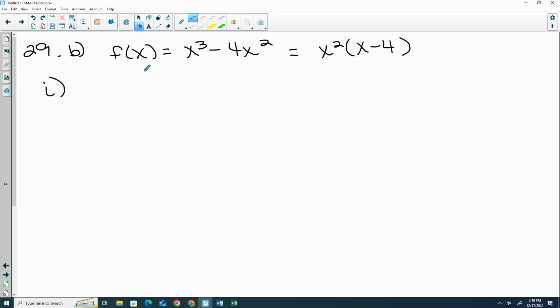So the first one, what's our degree? 3, the highest power. Second thing, the end behavior. So if it's an x cubed, we know it looks like the chair. So the ends go opposite directions, down, up. What would cause that to flip? Negative.